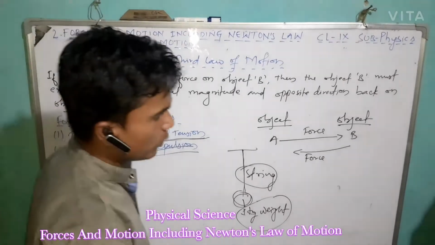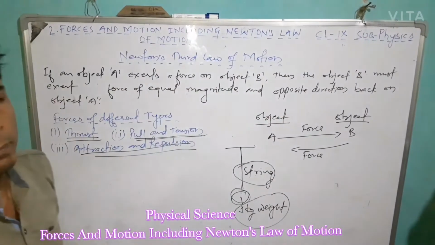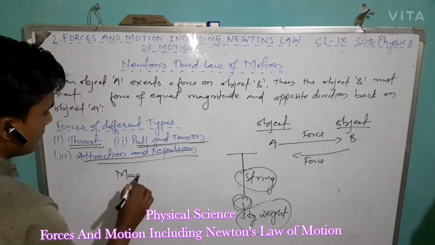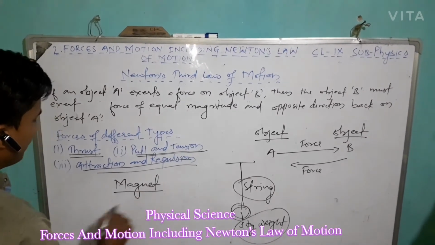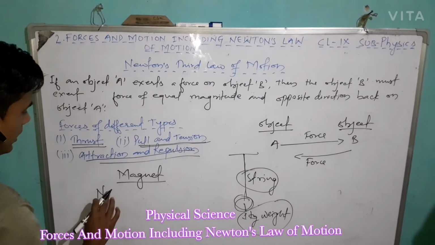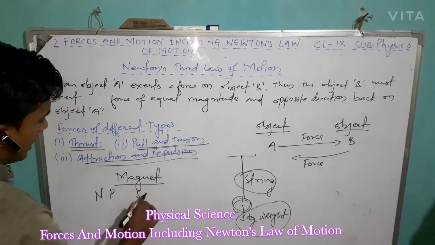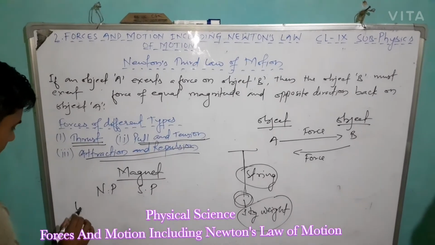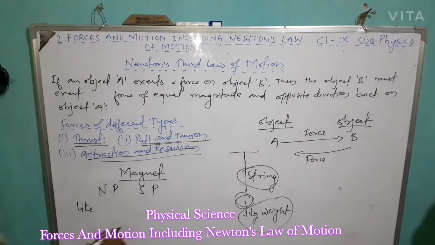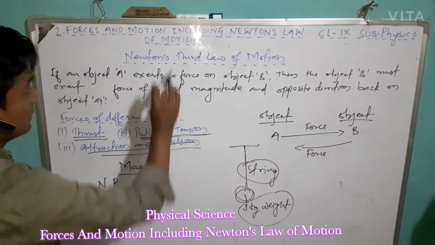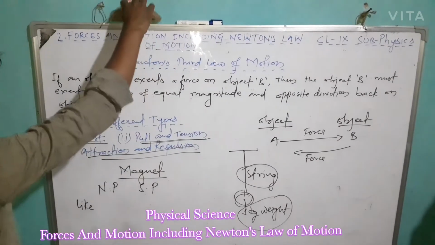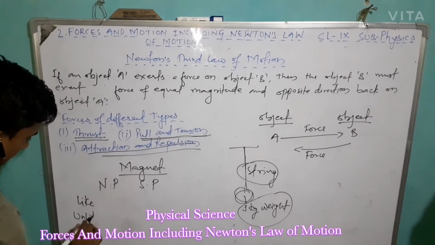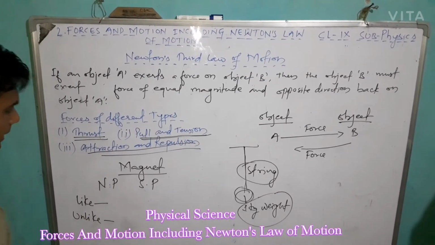Then we got attraction and repulsion. When you talk about attraction and repulsion, in the case of a magnet, we know that in a magnet we have a north pole and a south pole. Here we have like and unlike.